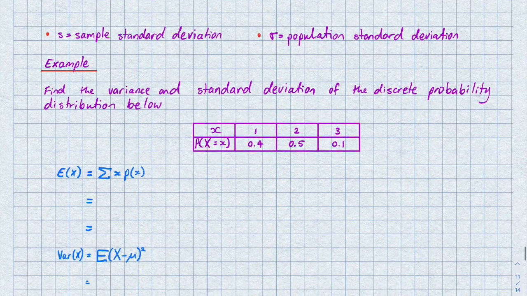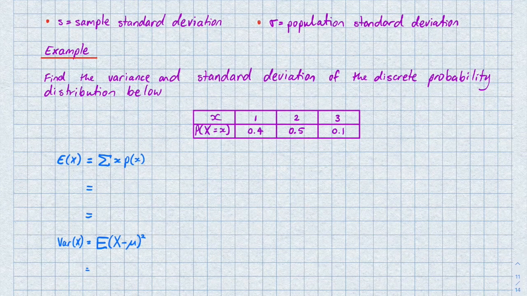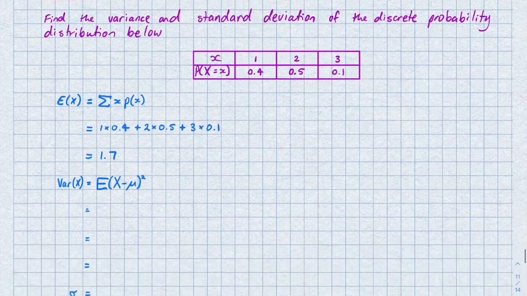So here's an example. We're going to find the variance and standard deviation of the discrete probability distribution below. We can see there's a 0.4 chance of 1, a 0.5 chance of 2, and a 0.1 chance of 3. The first thing we need to do is find the mean. And this is the formula we saw in the previous exercise. So we add up each score multiplied by its probability. So 1 times 0.4, 2 times 0.5, and 3 times 0.1. And that all adds to 1.7.